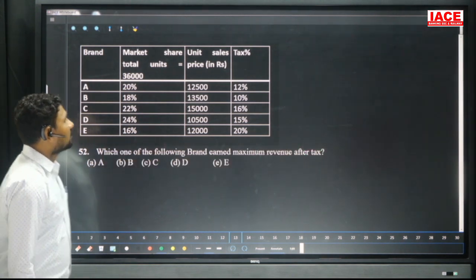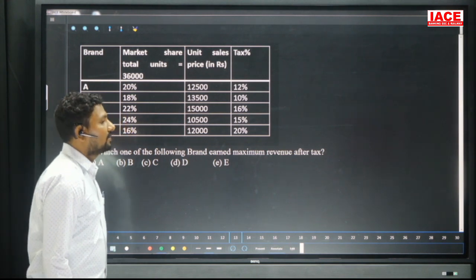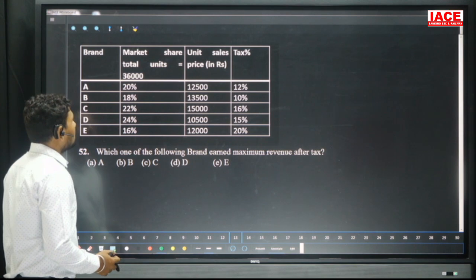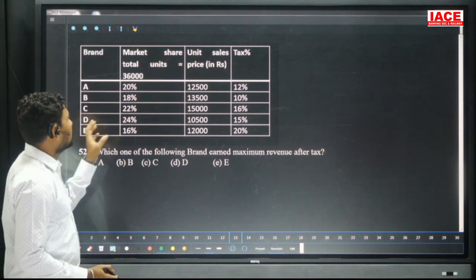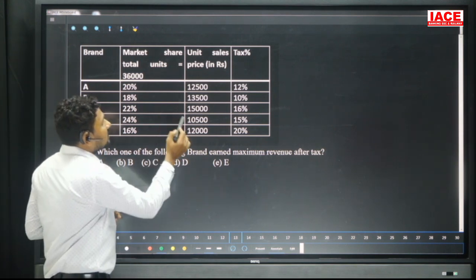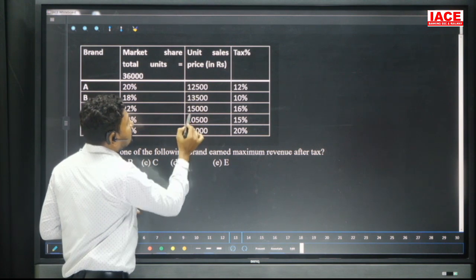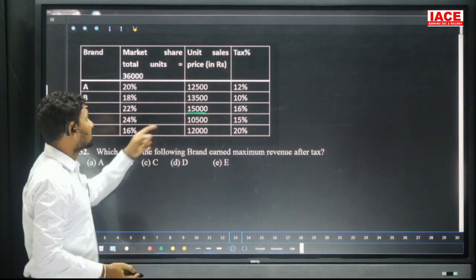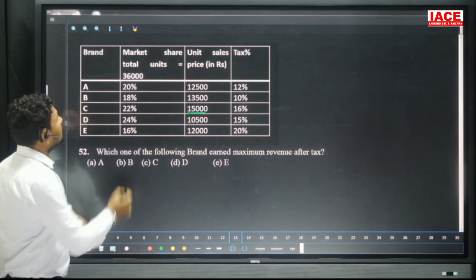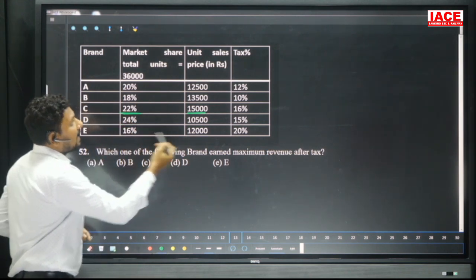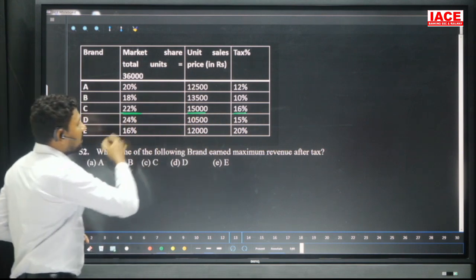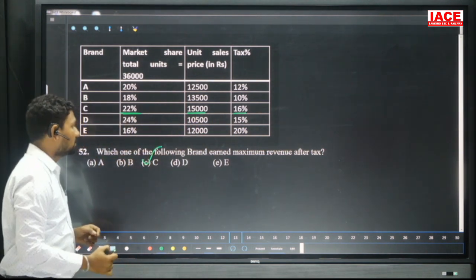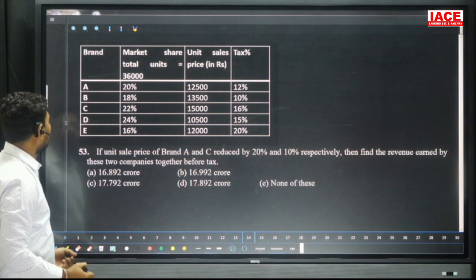Next, which one of the following brands earned maximum revenue after tax? After tax, what is the maximum earned? So look at here. As per the companies, you can easily understand. So unit sales price value is 15,000. One bike value is 15,000. Highest cost of the brand is C, and its production is 22%, and tax is also 16. That means comparing to all the companies, C is the highest value. Option C is the answer. Move for the next one.